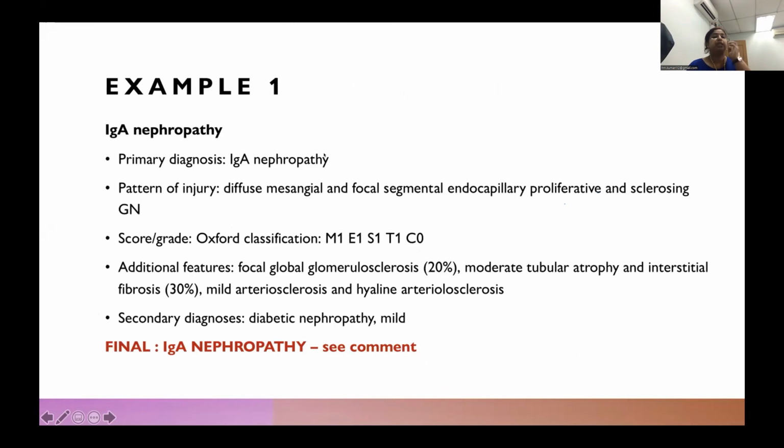I just give you three simple examples. So IgA nephropathy, primary disease is IgA nephropathy, pattern of injury: diffuse mesangial and focal segmental endocapillary proliferative and sclerosing GN. So it's very complicated. There's a lot of things here. And you have the Oxford classification here. And then you have all these additional features that you put in: focal global sclerosis, moderate tubular atrophy, interstitial fibrosis, mild arteriosclerosis, a lot of things inside. And you have a secondary diagnosis as well. Maybe patient also has a diabetic nephropathy. But my final diagnosis, I will just put in IgA nephropathy. I will lump up all this into the comment compartment. So you put it inside a comment.